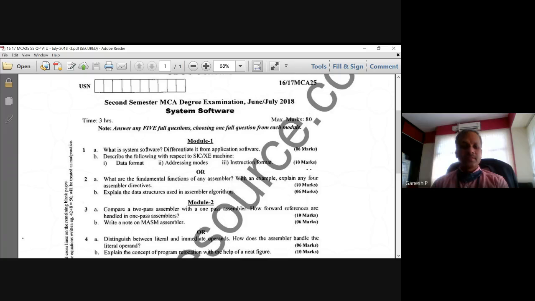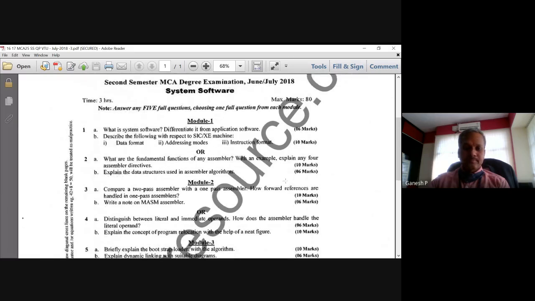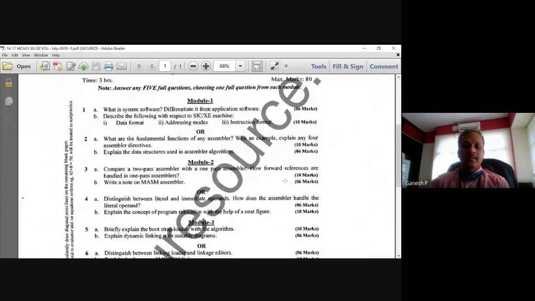Now, how are forward references handled? That is what we know. Again, how the one-pass assembler design is done, the same thing we have to write with the diagram and data structures. Next, we have the MASM assembler, which we know as an example of a real-time assembler. Next, literal operand and immediate operand, which is a very important question. How does the assembler handle a literal operand, the equals operator and stuff like that?